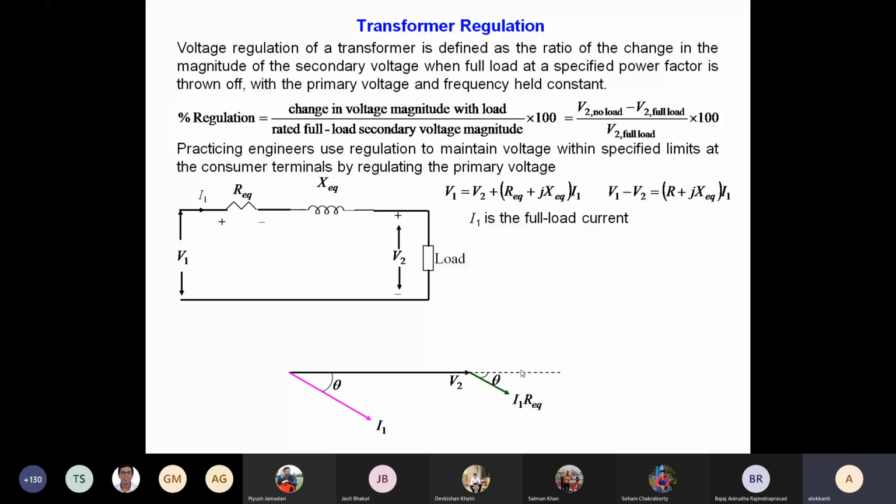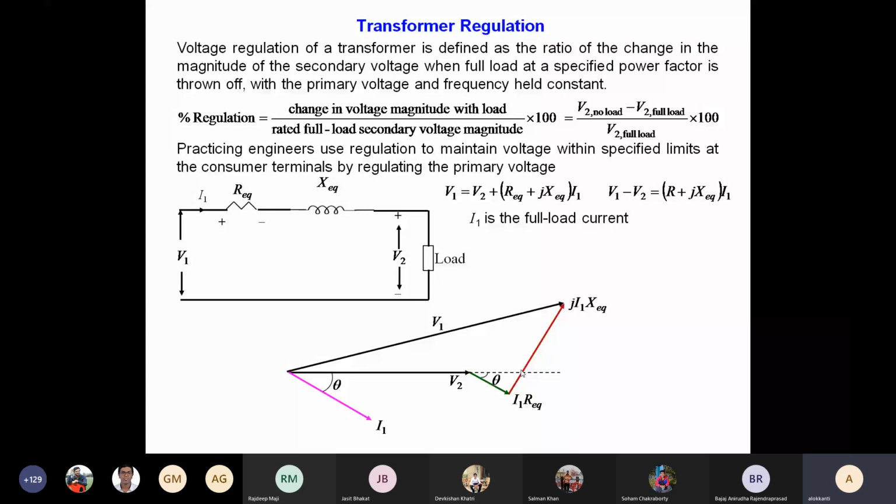And J XEQ into I1, where will it be? It will be perpendicular, 90 degrees ahead of I1, above. So it will be somewhere like here. So V2 plus I1 REQ plus J I1 XEQ, once you complete this phasor addition, it will actually lead to your V1. So this is how the phasors get developed.